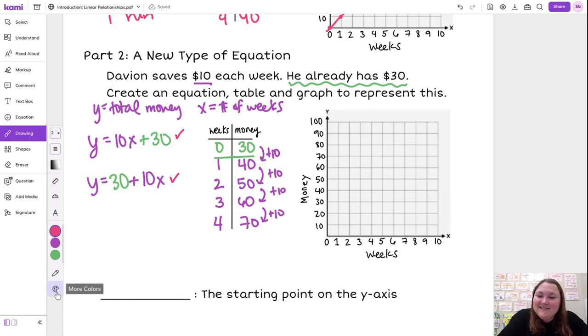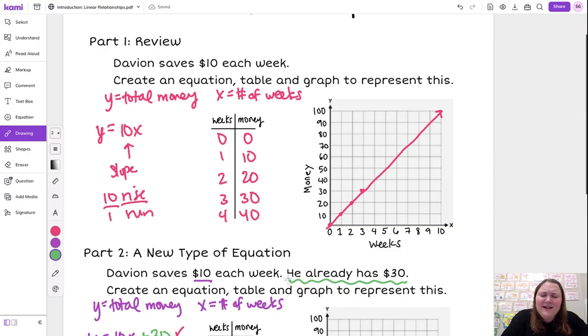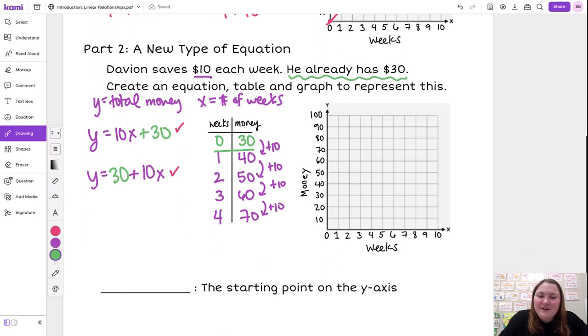The final part is the graph. When we go to make our graph, before, every single graph I've given you so far always started at 0, 0. Down here, though, at 0 weeks, he doesn't have $0, he has $30. So on my y-axis, I need to start at 30. After that, everything is still the same. He's saving $10 each week, so I want to go up $10 every 1 week.